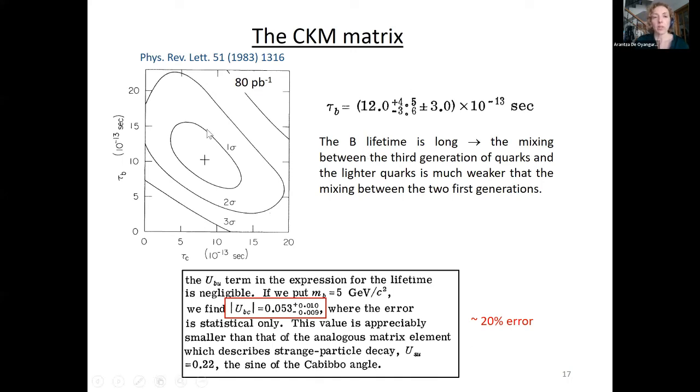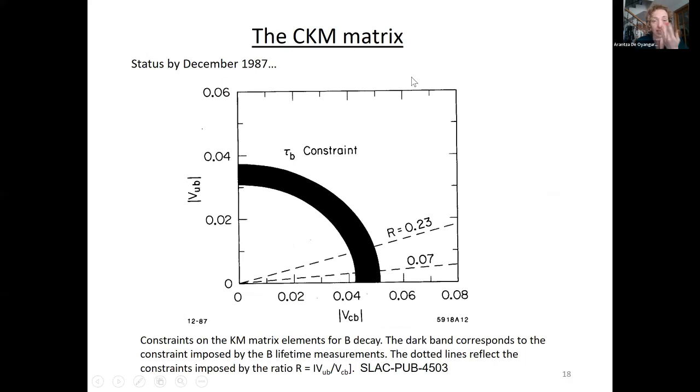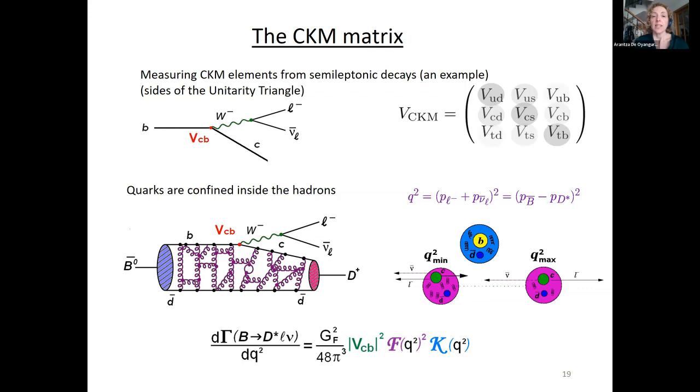And this, we are talking about 1983. So in 1987, this was the status of Vcb, mainly from the B lifetime constraint. And this was assuming different ratios of Vub divided by Vcb. Okay.